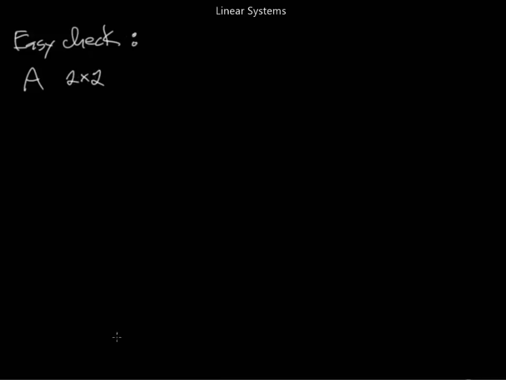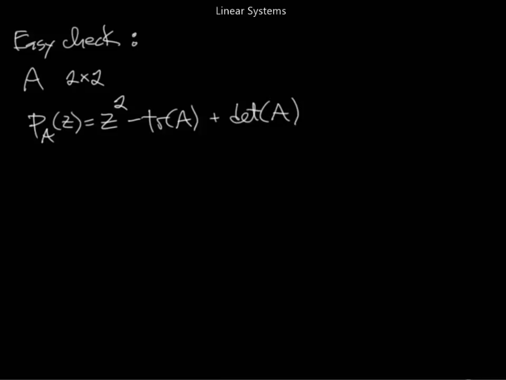Now, here's an easy check. If you have a 2 by 2 matrix, there's a formula for its characteristic polynomial, which is z squared minus the trace of the matrix times z plus the determinant of the matrix. I'm sorry, I forgot a z after the trace.